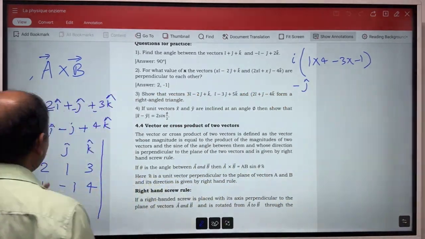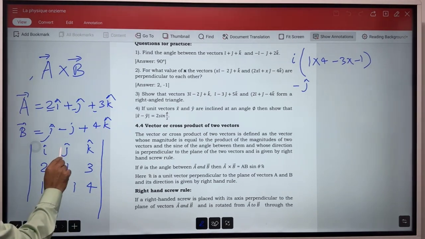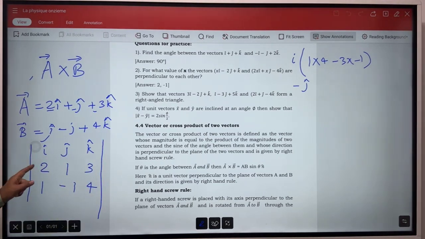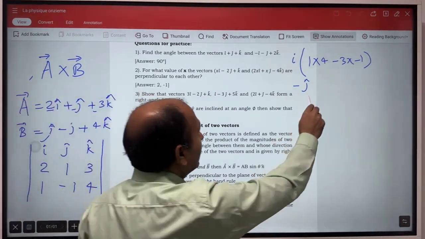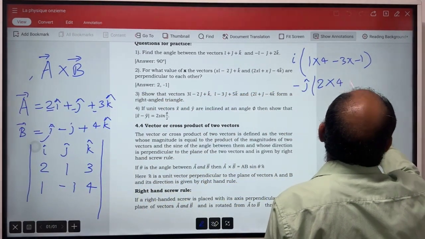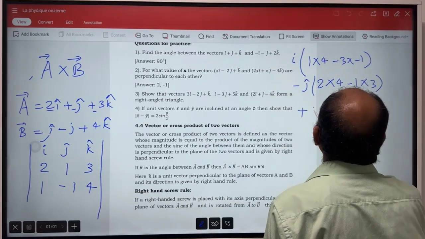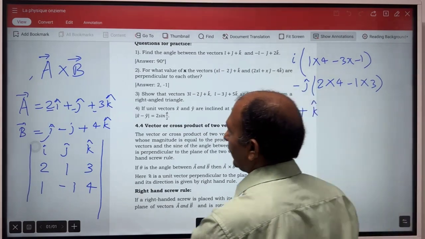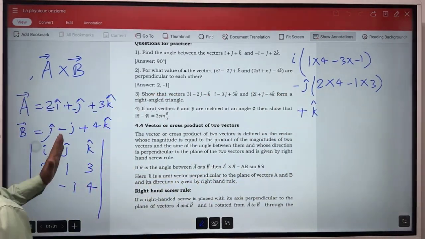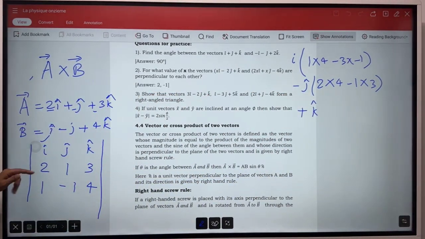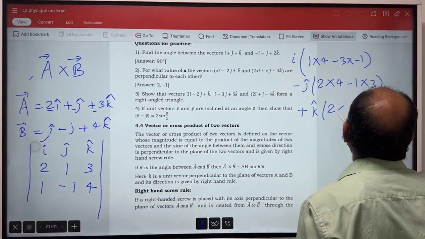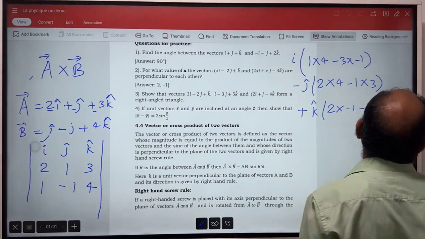Now we take this j. Forget this column and this row. You are left with 2 and 4, 2 into 4 minus 1 into 3. Then take k cap. If you are taking k cap, it means you are ignoring this column and this row. So you are left with 2 into minus 1 minus 1 into 1.